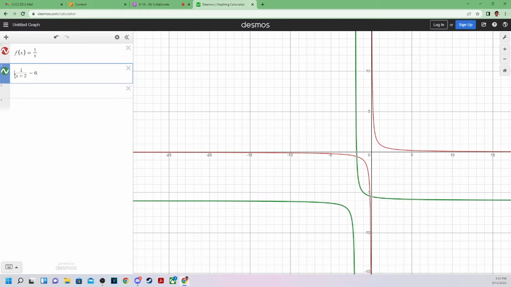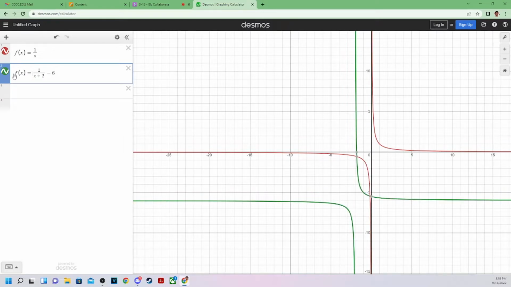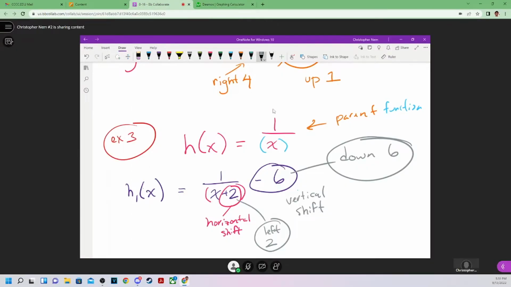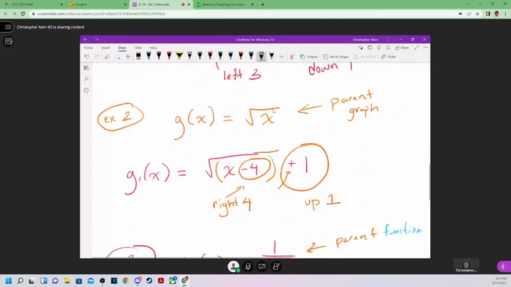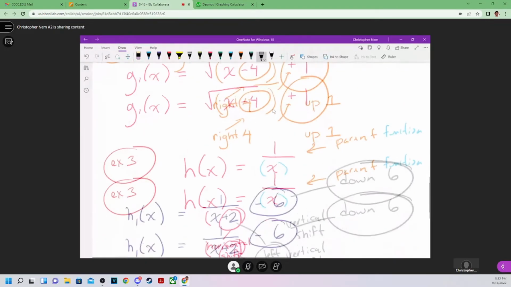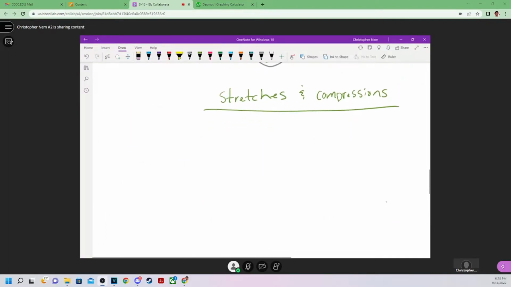So boom, we can just write f of x to keep it consistent. And I should write h of x, but this is Desmos. I don't really care too much about it. But our transformed function is down 6, left 2. Those are our 3 examples. I wanted to use a quadratic, I wanted to use a square root, and I wanted to use a reciprocal function. So now we're going to talk about stretches and compression.